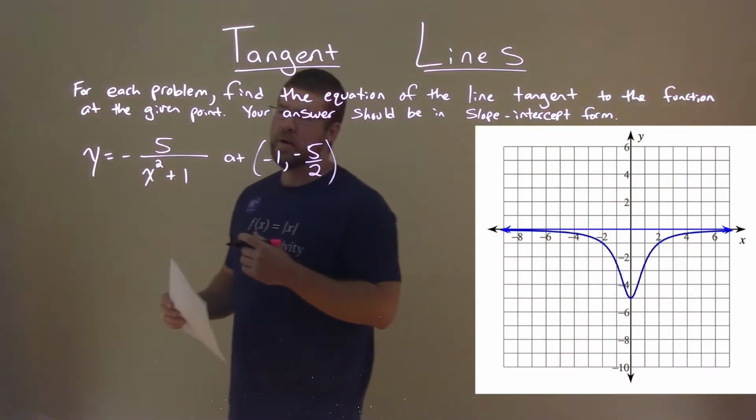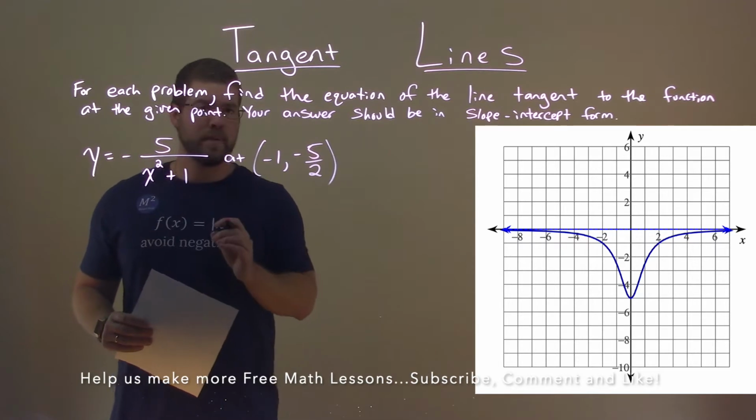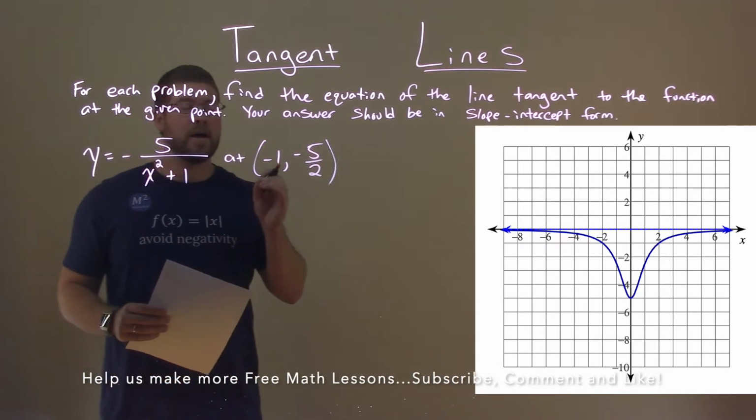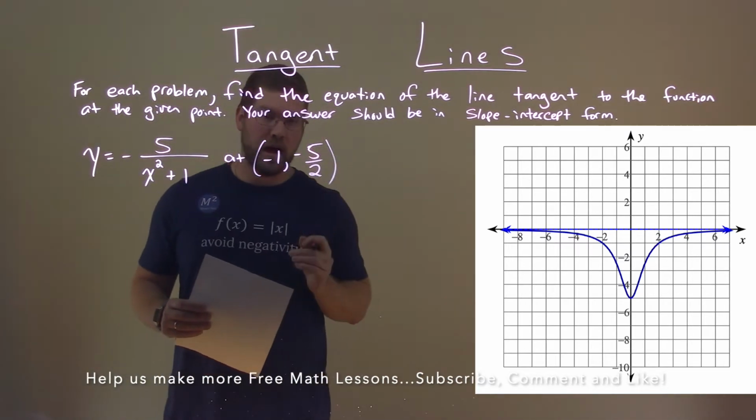We're given this problem right here, y equals negative 5 divided by x squared plus 1, and we want to find the equation of the line tangent to the function at negative 1 comma negative 5 halves.